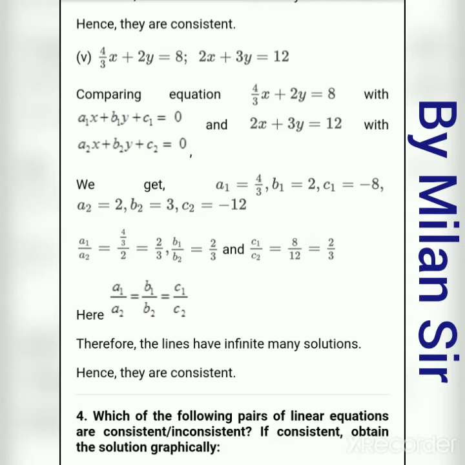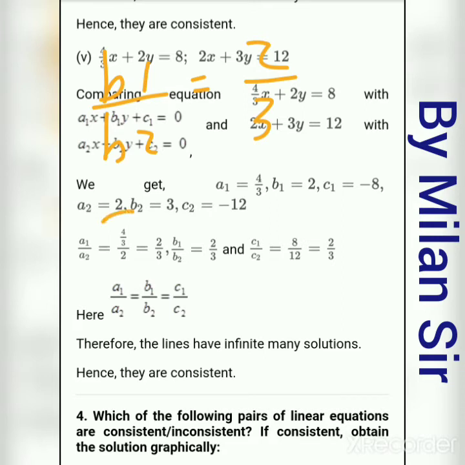Then b1 upon b2. b1 is equal to 2, b2 is equal to 3. Now it is already in the simplest form, right? 2/3. So a1 upon a2 is 2/3, and b1 upon b2 is also 2/3. That means they are the same.